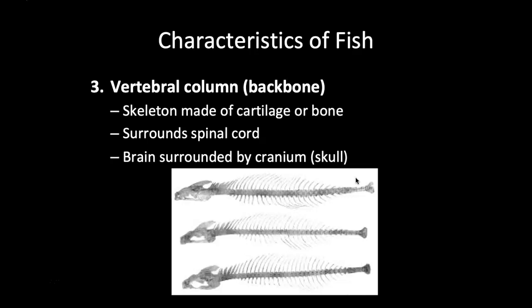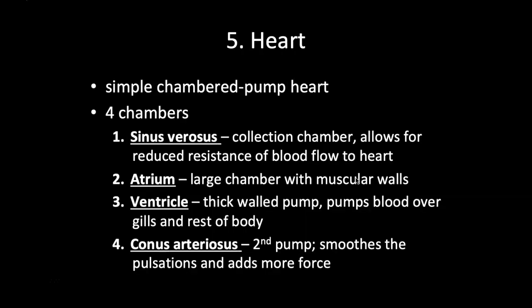The brain is going to then be surrounded by what is known as a cranium or skull, and this is going to be a more bony protective layer for, once again, the brain, or the more advanced brain that we have now. The fifth characteristic is going to be the heart. There's a simple chambered pump heart. We looked at that earlier, but this actually has 4 chambers. Those 4 chambers, you're going to need to know a little bit about each one.